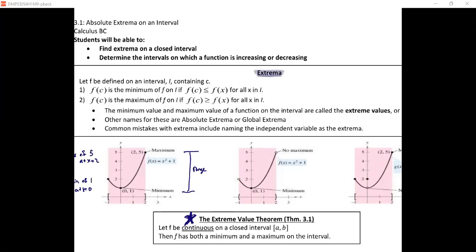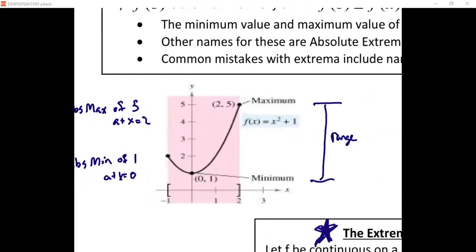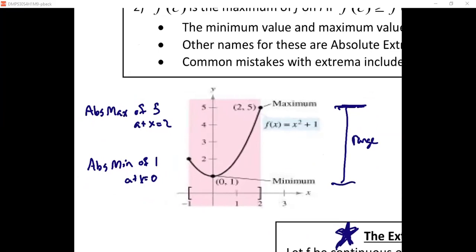This word extrema really means extreme values. So what are all of the extreme values on a function? When we look at those, we're going to be talking about what is the maximum value and what is the minimum value. So if we take a look at this graph right here, what's our maximum value? Our maximum value is going to be 5, and I do prefer you to write it this way: the absolute max of 5 at x equals 2, absolute min of 1 at x equals 0.